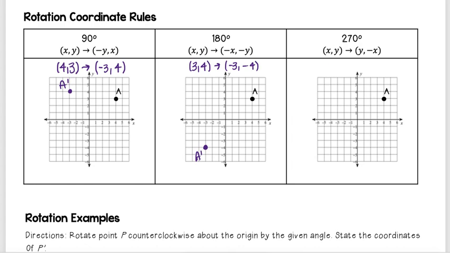And then the last one, rotating 270 degrees, that's going to become (y, negative x). So here, I'm going to swap them, but I'm going to take the opposite sign of x. So that will be here.